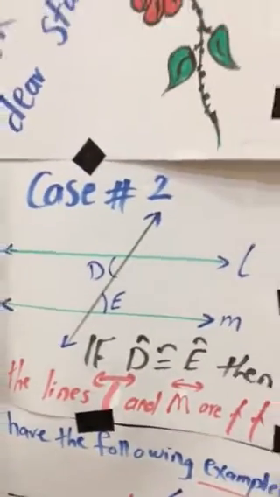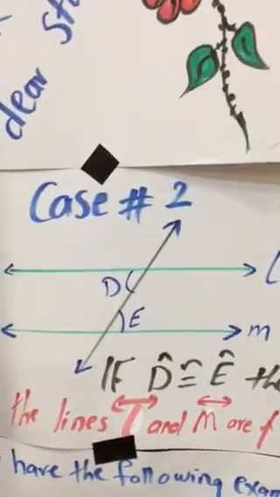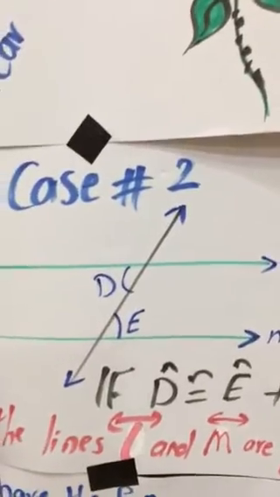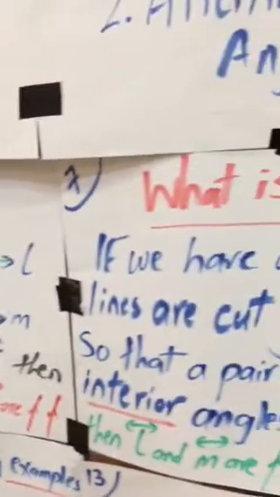Let me go to case number 2. As you see, we have two lines, again L and M, and we have a different pair of angles, D and E. Again, if these two angles are congruent, then L and M are parallel lines.